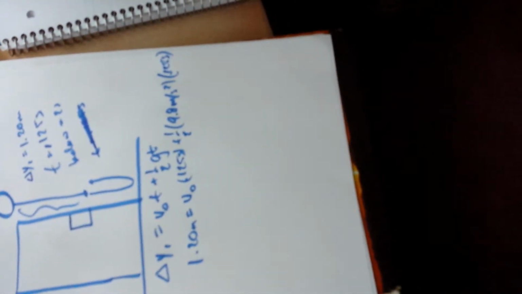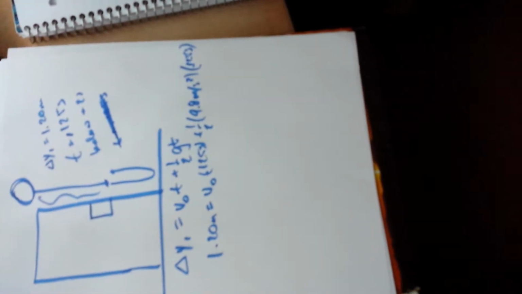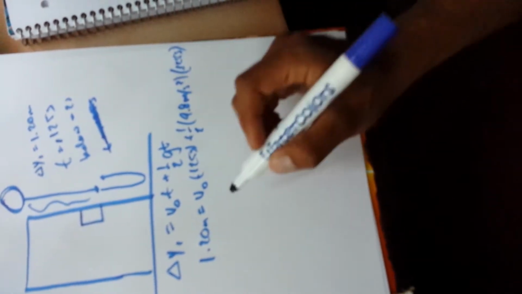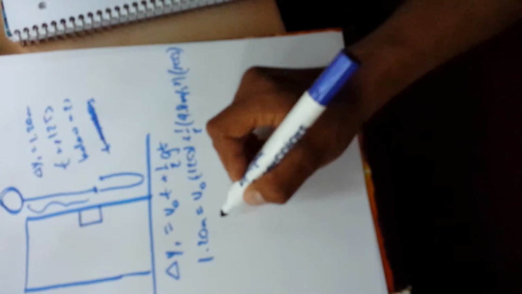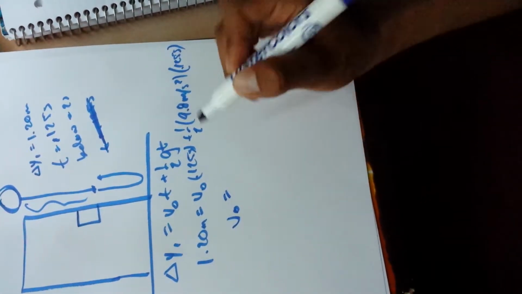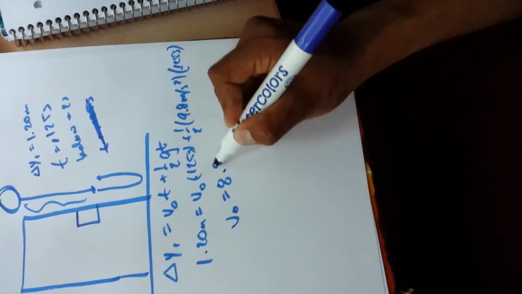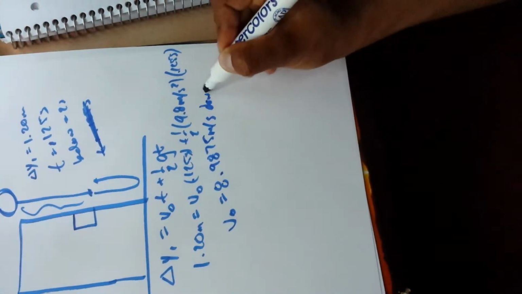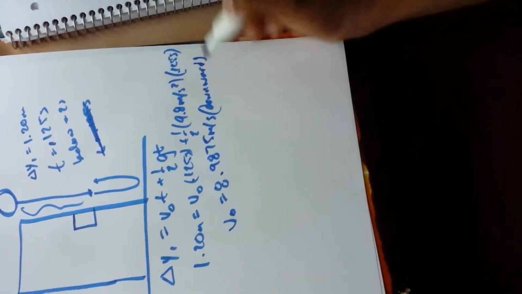If you have a TI-Nspire CAS or a TI-89 Titanium, it'll be much easier and much faster, because you can solve for v. I use the TI-Nspire CAS, so I use a solver. V initial was 8.19875 meters per second downward. Remember, it's downward because we're going from here to here.